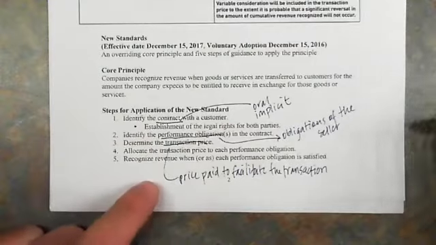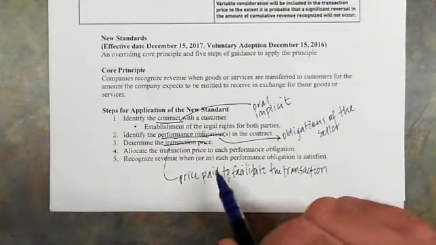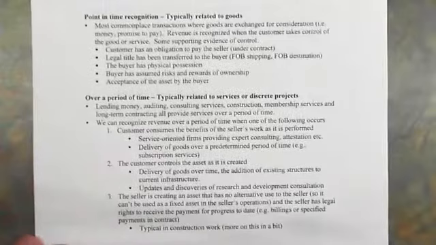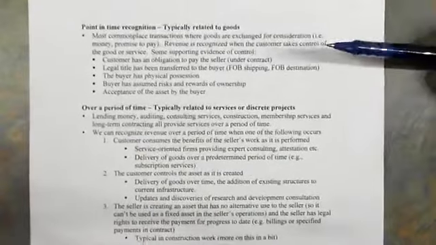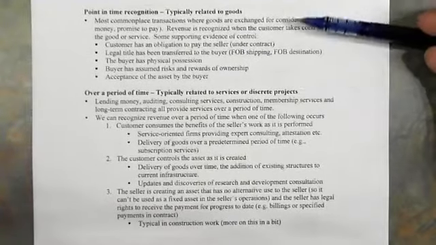And then we recognize revenue when or as each performance obligation is satisfied. So sometimes we'll recognize it right away because it's a point in time. Sometimes we'll recognize it over a period of time. So this is a pretty simple concept, and I won't spend too much time on it. But these are the 2 types of revenue recognition you will typically see.